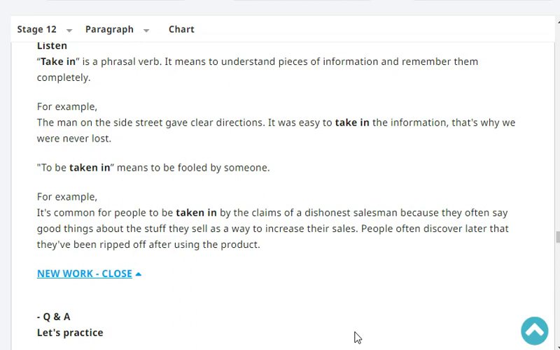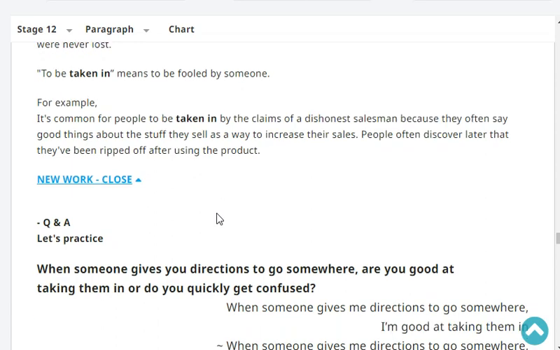To be taken in means to be fooled by someone. For example, it's common for people to be taken in by the claims of dishonest salesmen because they often say good things about the stuff they sell as a way to increase their sales. People often discover later that they've been ripped off after using the product. Let's practice.